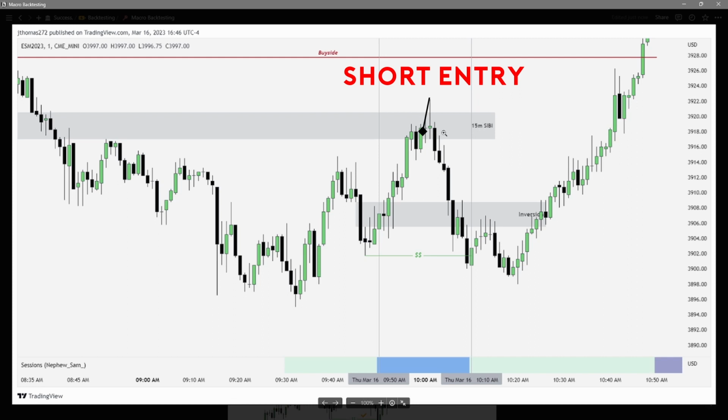So at 9:50 we start, we retrace into the fair value gap, and we need at least 5 points. So if you entered here at 39.20, you need at least 39.15, which you can see it takes out pretty nice, and then it displaces down towards this sell side. It doesn't reach the final goal, which is fine because we should have already taken partials off. There's partial at the 5 points, and then partial down here at 39.02, which is roughly 18 points, which is plenty.